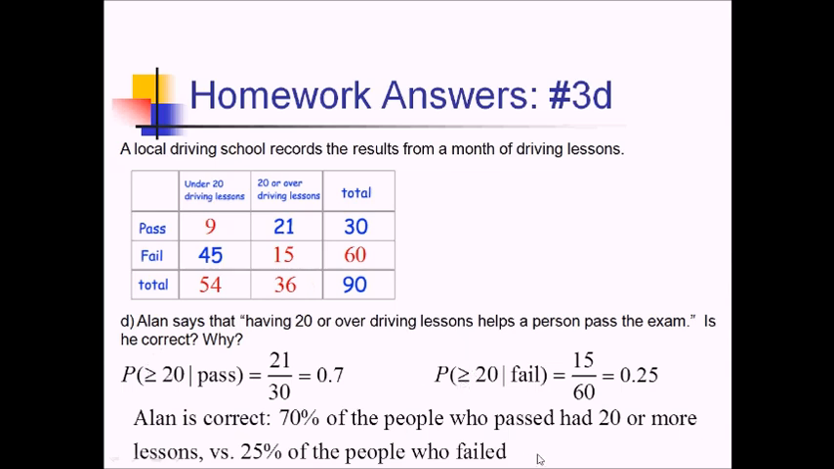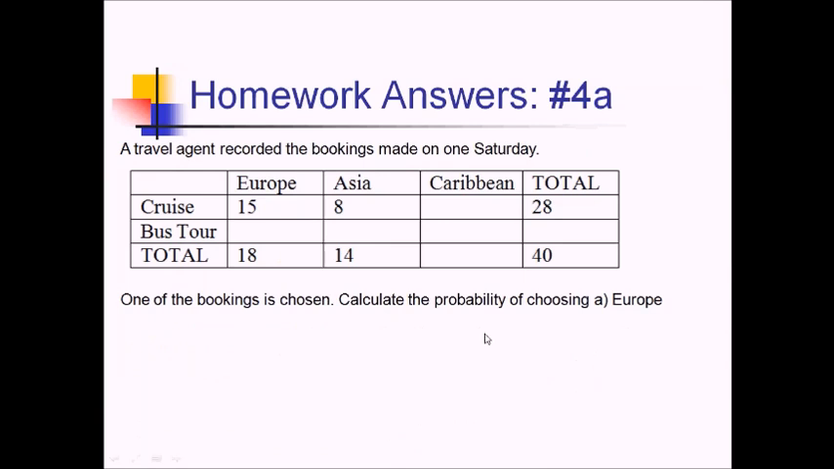Okay, moving on. For number 4, we have to fill out this table and then answer a few questions about bookings made on one Saturday at some travel agency. So let's start here. We've got a row for cruises and a row for bus tours and columns for Europe, Asia, and the Caribbean. We have a 28 total for the cruises. There's already 23 people accounted for, so there's 5 left who must have gone to the Caribbean cruise.